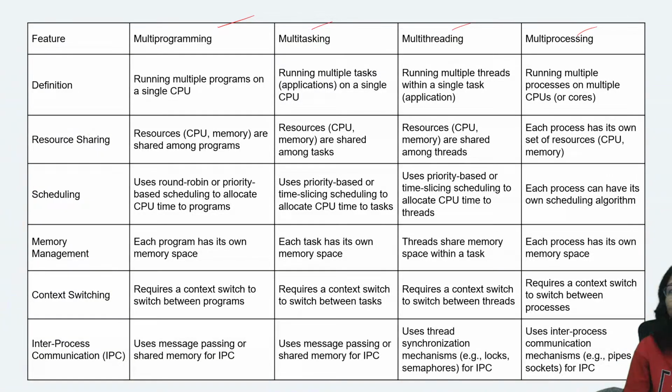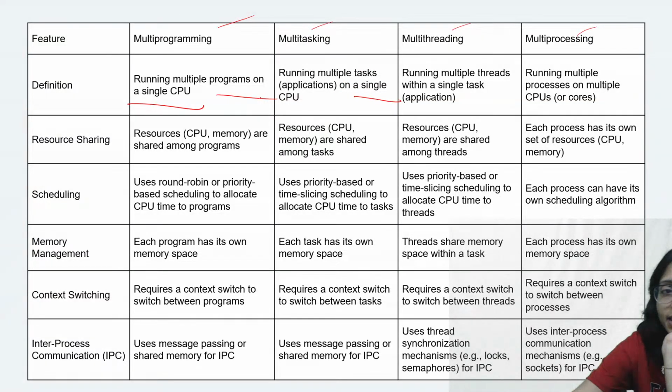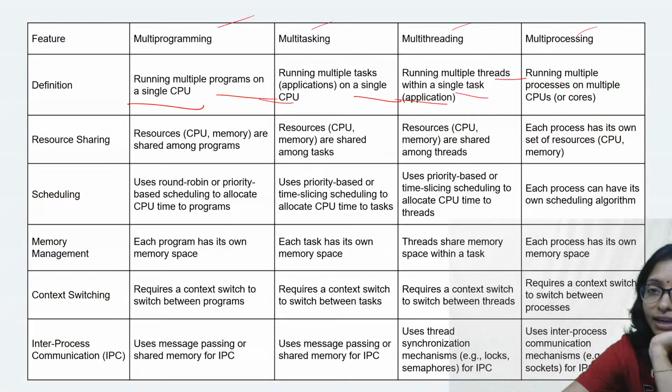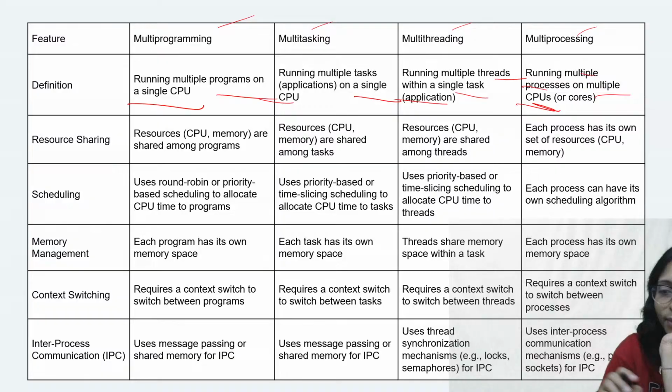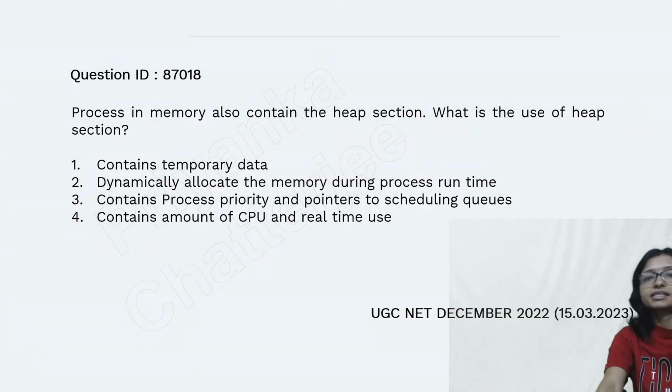Running multiple programs on a single CPU. Running multiple tasks on a single CPU. Running multiple threads in a single task application. Running multiple processes on multiple CPUs. This is the main difference between multi-programming, multitasking, multi-threading and multi-processing. Yes. Now you can see the question.